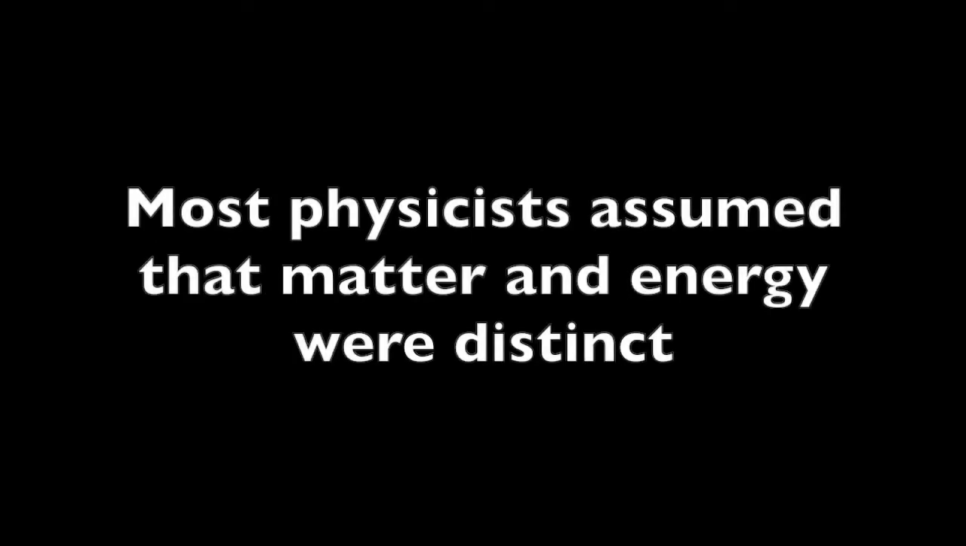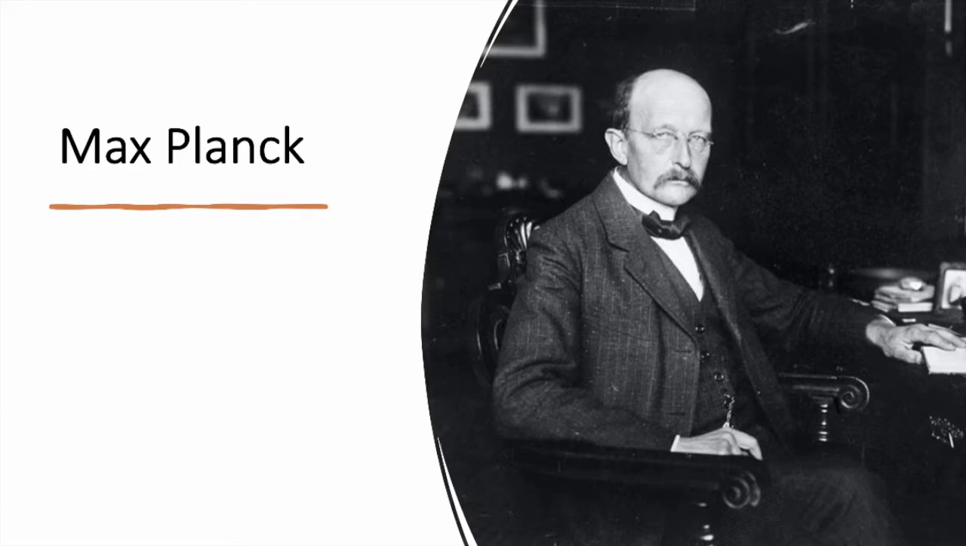Now for some history as we get into the next topic. At the end of the 19th century, most physicists assumed that matter and energy were distinct. They knew that light travels through space as a wave, and that matter is composed of particles that have mass. But in 1900, Max Planck changed all that.